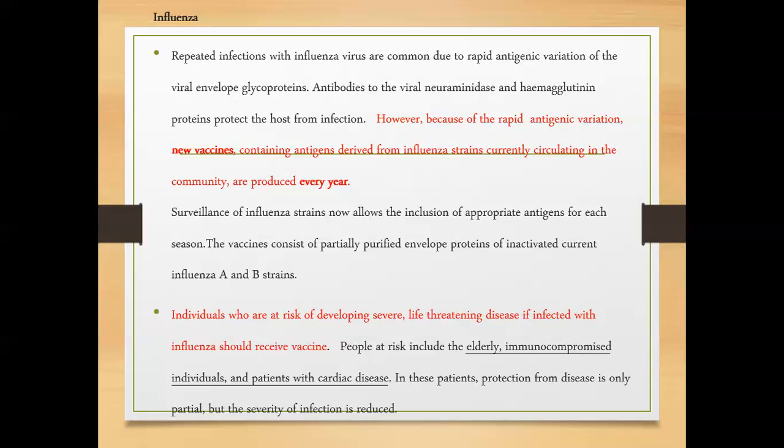However, because of the rapid antigenic variations, new vaccines containing antigens derived from influenza strains currently circulating in the community are produced every year, because there is a constant change in the antigen. So the process of making influenza vaccine is ongoing, and scientists are making new vaccines with variations. Surveillance of influenza strains now allows the inclusion of appropriate antigen for each season.